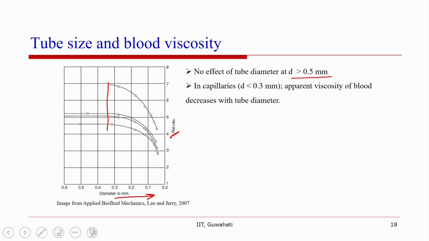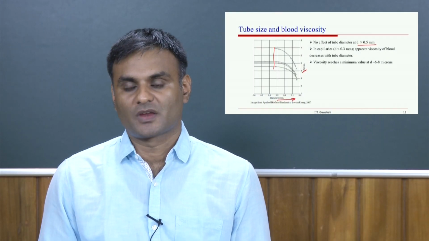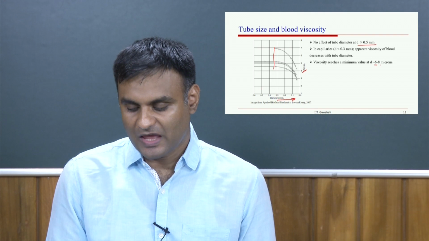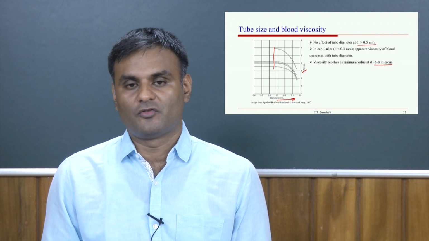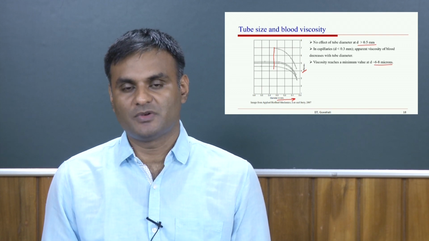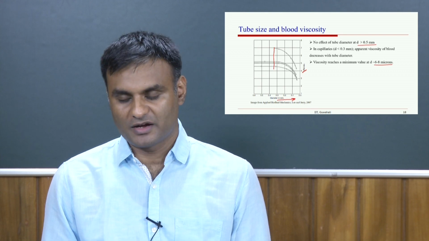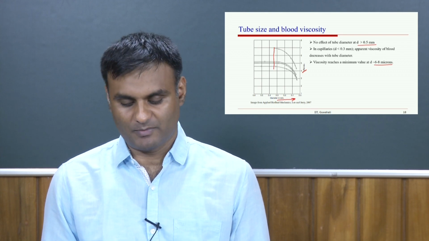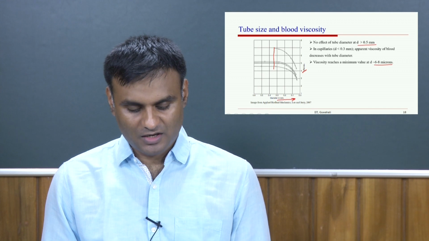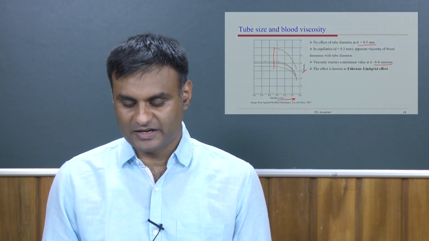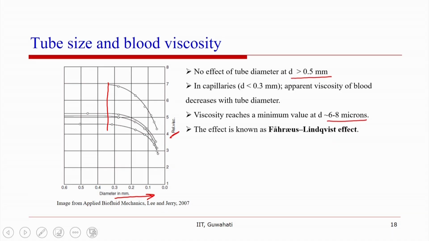However, for small diameter capillaries, especially less than 300 micron or 0.3 mm, the viscosity of the blood decreases with the channel diameter, and it happens so until the diameter of the channel approaches the size of a capillary which has the same diameter as the red blood cells, about 6 to 8 microns. This effect is known as Fahræus-Lindquist effect.